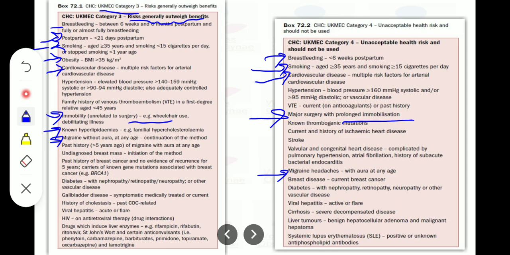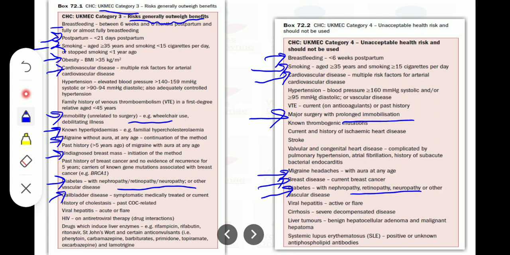In category 3, we have undiagnosed breast mass, initiation of the method. And in category 4, we have breast disease, current breast cancer. In category 3, we have diabetes with nephropathy, retinopathy, neuropathy, or other vascular disease. In category 4, we have diabetes with nephropathy, retinopathy, neuropathy, or other vascular disease. In category 3, we have gallbladder disease, symptomatic, medically treated or current, and nothing to mention in category 4 about gallbladder disease.